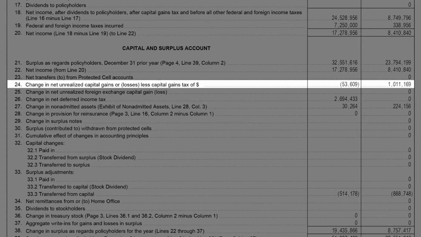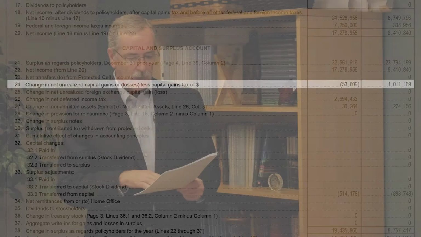Next, you're going to see a change in unrealized gains or losses. If there are changes in the market value of the securities held by the company, it's going to be reflected here in this capital and surplus account as a change. You also will recognize any change in the net deferred tax asset. So if you've got an increase in assets, it's going to be reflected here in this capital and surplus account.